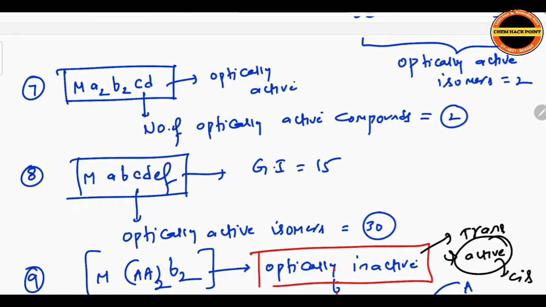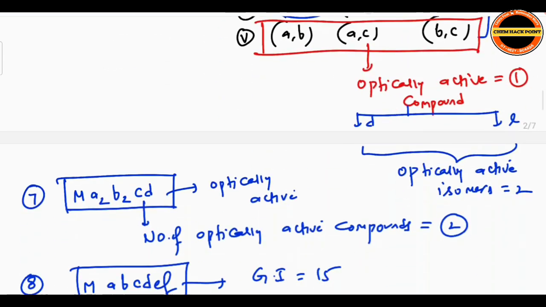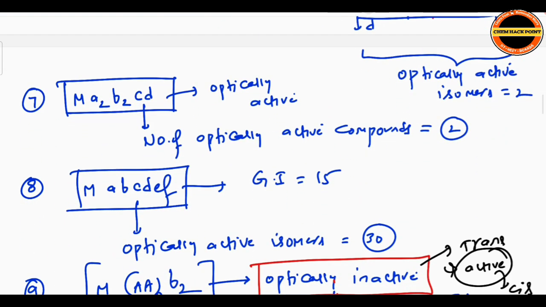Ma2B2CD, here it is optically active. Why? If you arrange Ma2B2CD, it shows optical activity, since different ligands are used further. It is optically active. The number of optically active compounds here, 2 you will get.